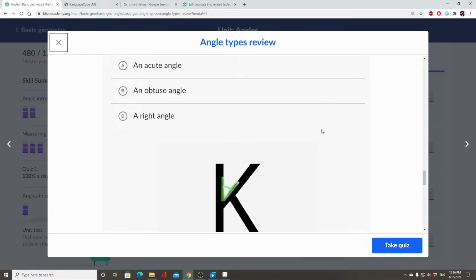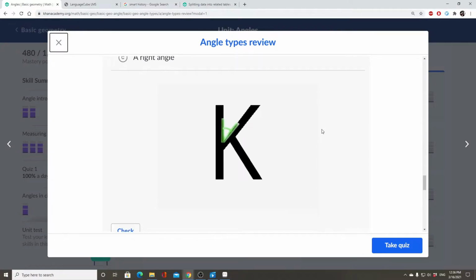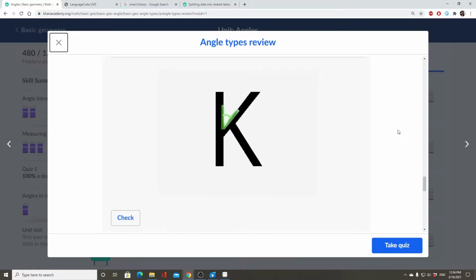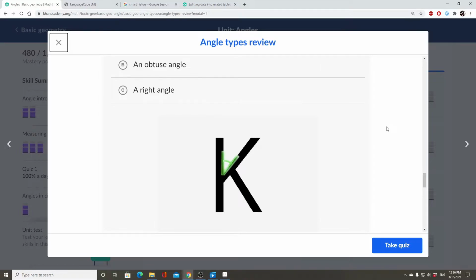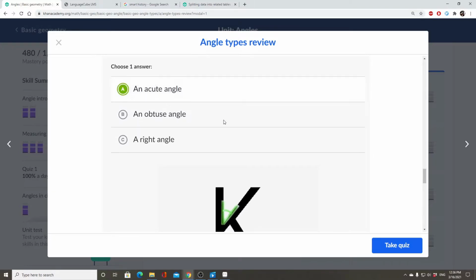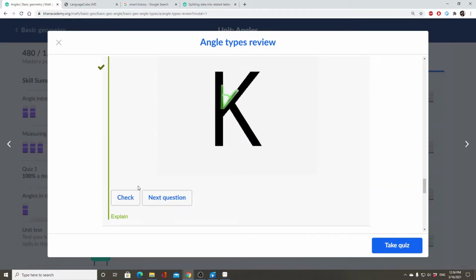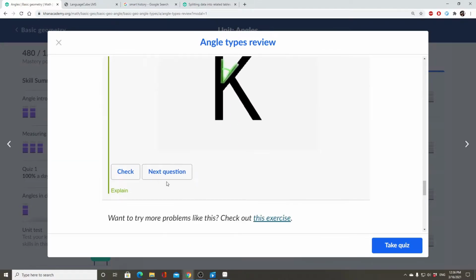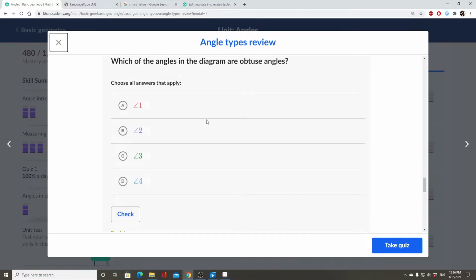Anyway, so we're back with practice set 2, angles and diagrams and images. Again, this is pretty easy stuff, but this is a little more interesting. We're looking at images now. So what is that? I guess this could be useful for graphic design or something. Again, very basic stuff. So okay, there's the angle. What is that? Well, that's an acute angle because it's less than 90 degrees. That's correct.